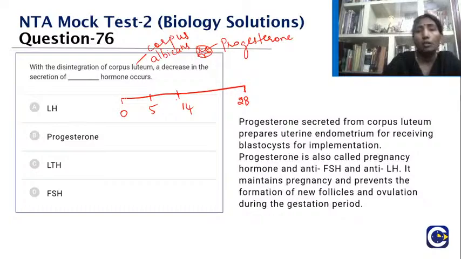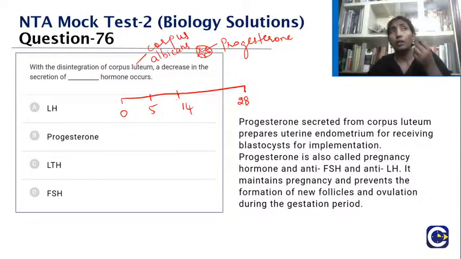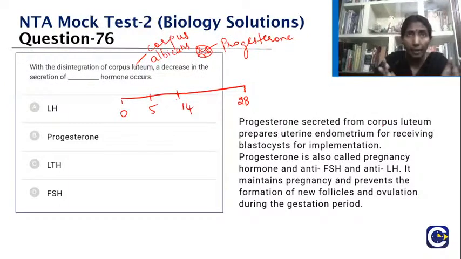The progesterone secreted from the corpus luteum prepares the endometrium for receiving the implantation. That is why in medical treatment for many women, we give progesterone tablets or injections to maintain the pregnancy. After 3 months, the placenta takes over from the corpus luteum. Progesterone has both anti-FSH and anti-LH activity. It maintains the pregnancy, prevents new formation of follicles, and prevents further ovulation during the gestation period. So what should be your answer? It is progesterone.